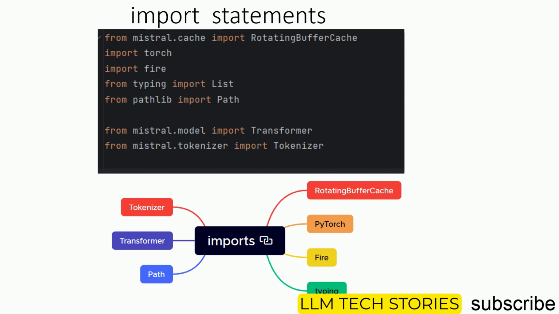the type hinting package, and then it imports the Path from the pathlib package, mainly to deal with file system access or file system paths. Then it imports a transformer model and a tokenizer from the Mistral package. These two are likely to be used in processing the textual data.